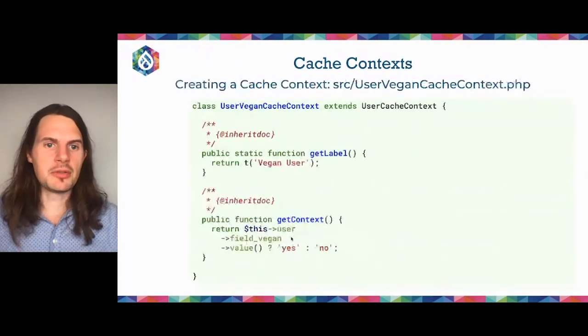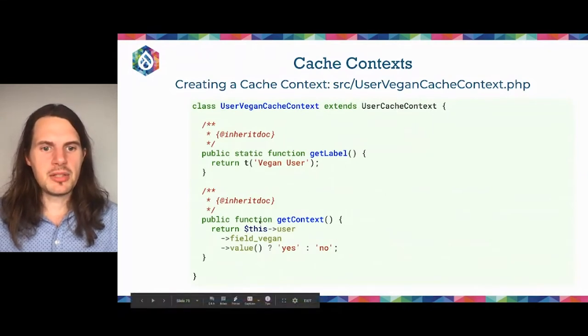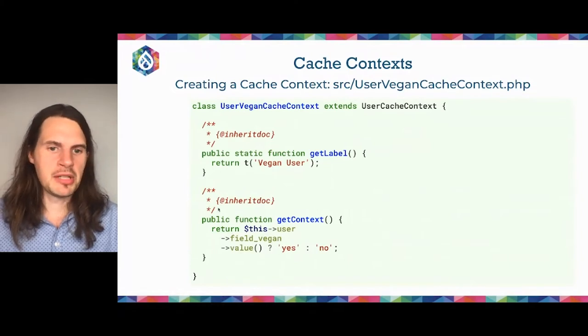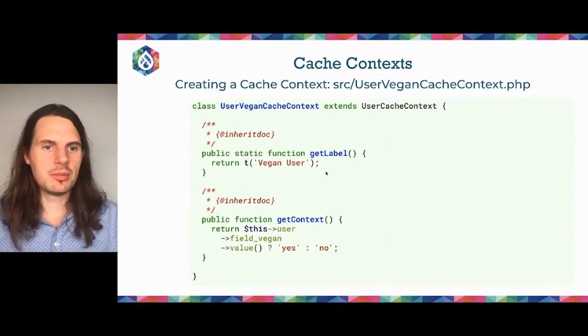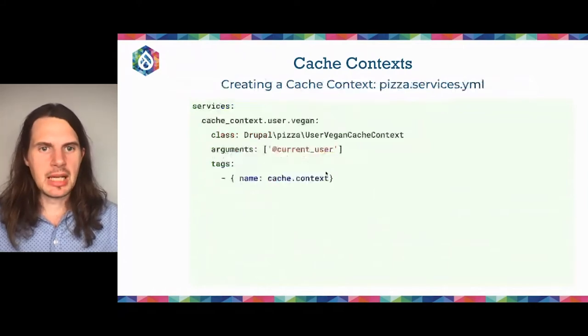And this is how you create a cache context, essentially. You just extend the user cache context, because we depend on the user. We're getting the label, it's a being user. And then we just check if the value of the field vision for the user is yes or no. And that's it. This is our cache context right there. So it's very simple to just say, hey, this is the being user.